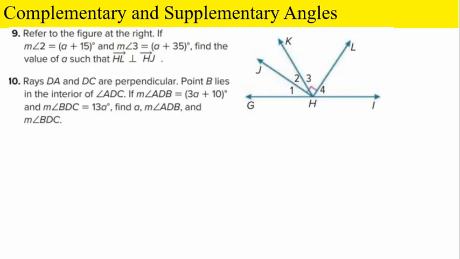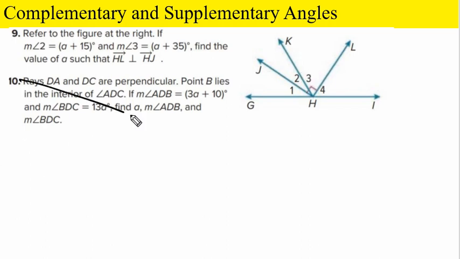Okay, last two questions because this video is getting longer. Refer to the figure at the right. Angle 2 is here, a plus 15, and angle 3 is here. Find the value of a such that HL is perpendicular to HJ. Okay, so we can see using this sign that they are perpendicular, they are making a 90-degree angle, right? So when this is the sign you have, what does it mean? That this plus this equals 90 degrees.